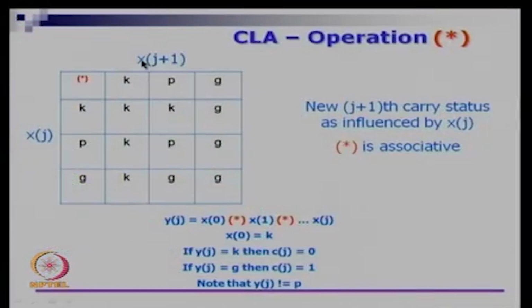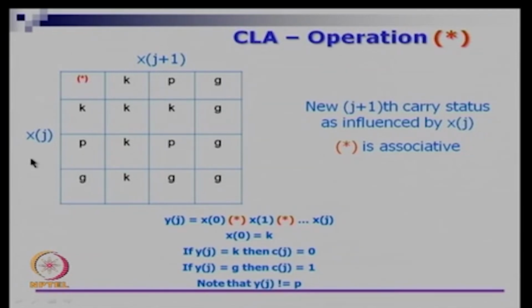So, let me write this as a table. I am going to look at condition x of j plus 1 and condition x of j. Condition x of j plus 1 means we looked at A of j plus 1 and B of j plus 1, and based on that I generated either kill or propagate or generate. So, that is listed in the columns here.